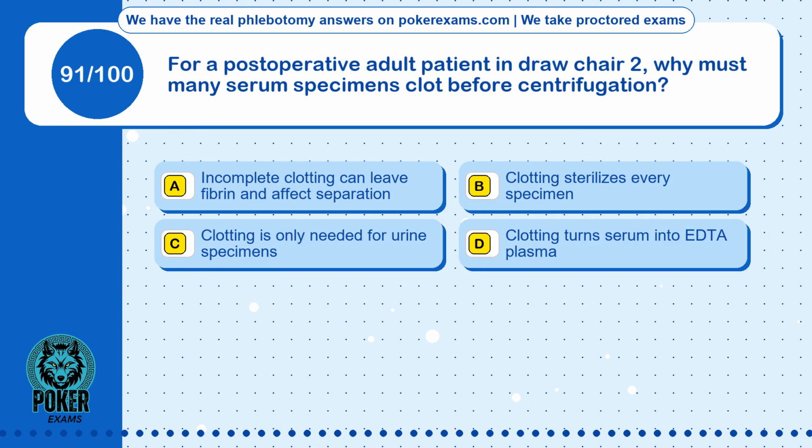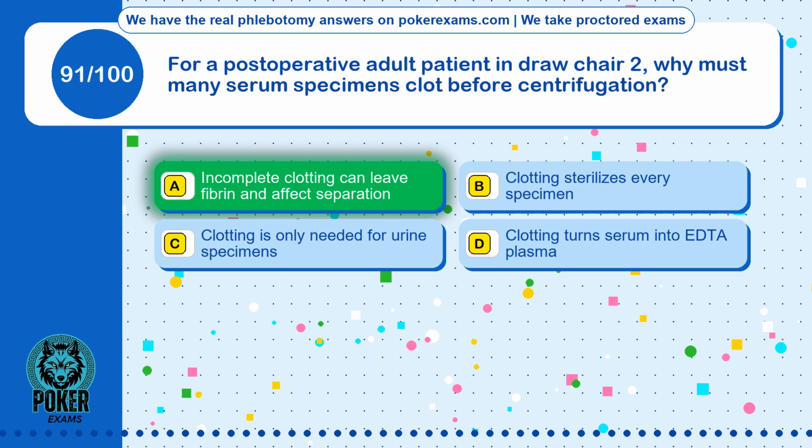Question 91. For a postoperative adult patient in draw chair 2, why must many serum specimens clot before centrifugation? Option A, incomplete clotting can leave fibrin and affect separation. Option B, clotting sterilizes every specimen. Option C, clotting is only needed for urine specimens. Option D, clotting turns serum into EDTA plasma.